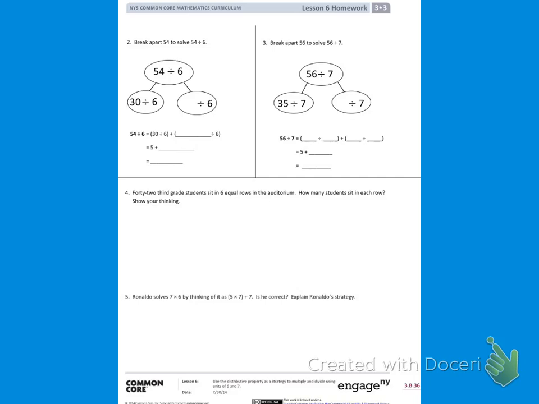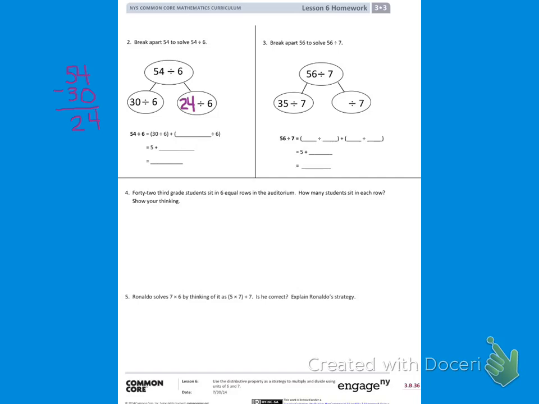Now we have to figure out what's left over in order to complete this other circle. What you need to do is take the 54 and subtract the 30 that they pulled out from the easy fives fact. 4 ones minus 0 ones leaves 4 ones. 5 tens minus 3 tens leaves 2 tens. So in the circle, we need to put 24. Because 30 and 24 makes 54. So we've broken apart the number 54.